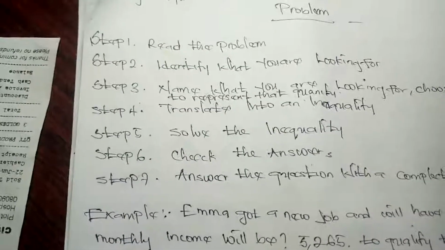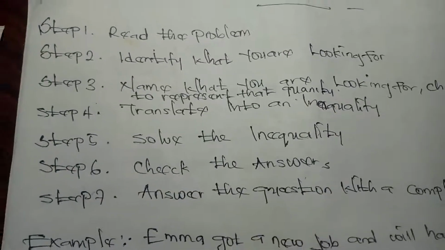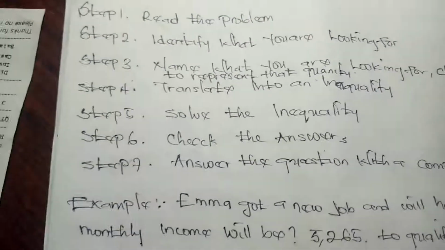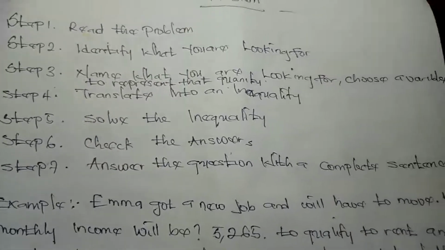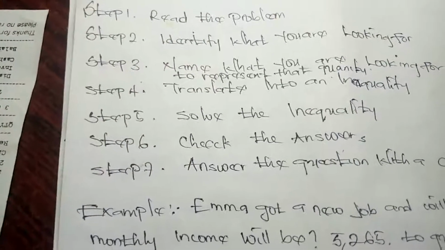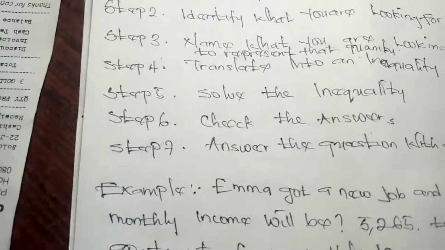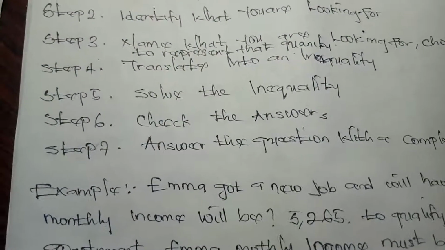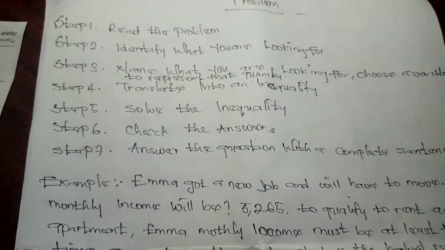Step 1, we read the problem. Step 2, we identify what we're looking for. Step 3, you name what you're looking for and choose a variable to represent that quantity. Step 4, you translate into an inequality. Step 5, we solve the inequality. Step 6, we check the answers. And step 7, we answer the question with a complete sentence.